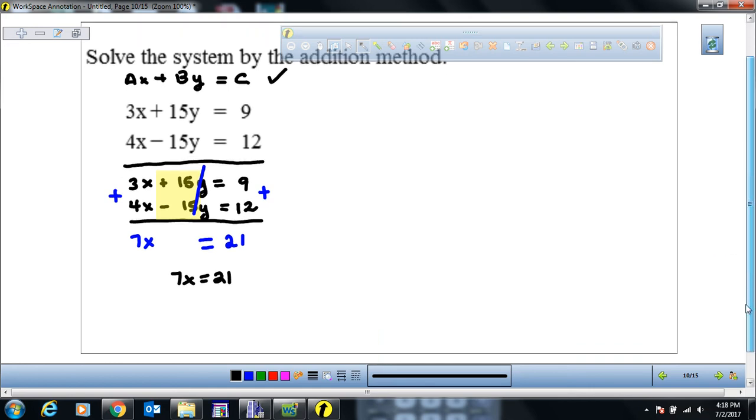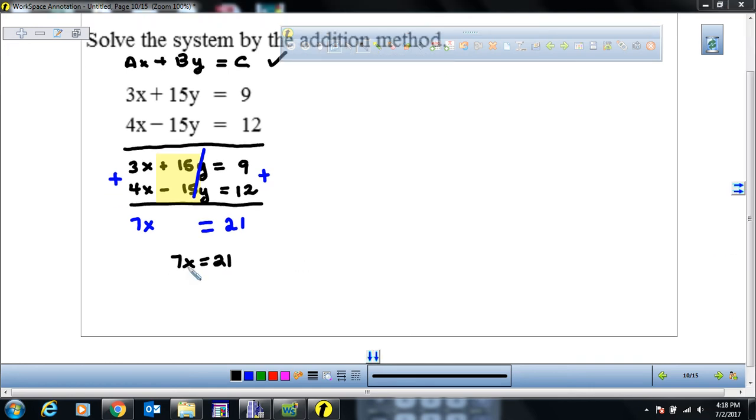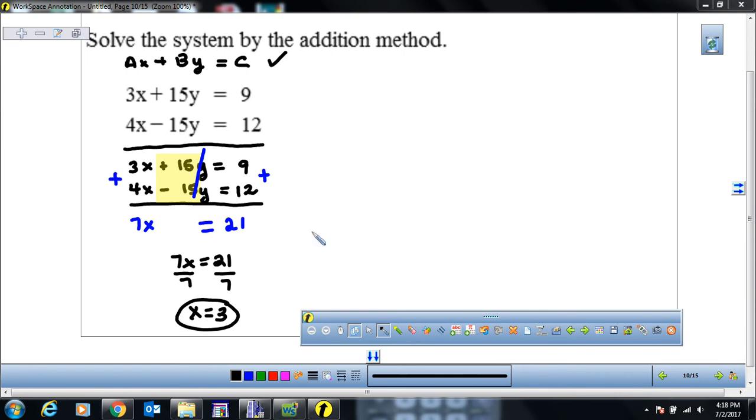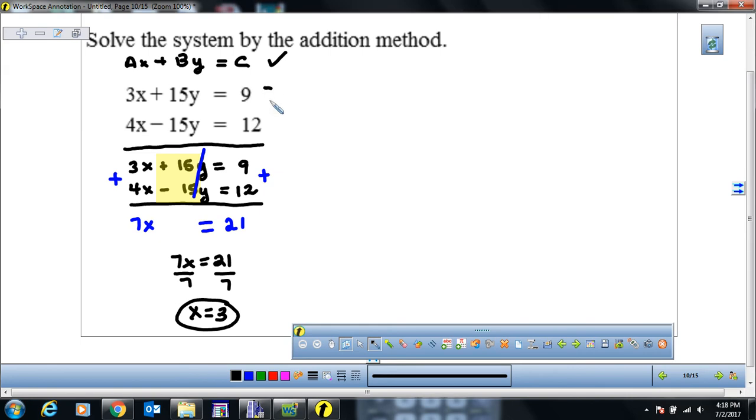Step number 4 in the process is that you need to solve for that variable that you have left, which is x. So to leave the x by itself, we're going to divide by 7 on both sides. So that gives me x is equal to 3. That gives me the first value, x equals 3. Now, if I want to find the second value, which is the y, all I need to do is replace that x with the 3 into one of the two original equations, either one of these two. So I'm going to go ahead and use the first one.